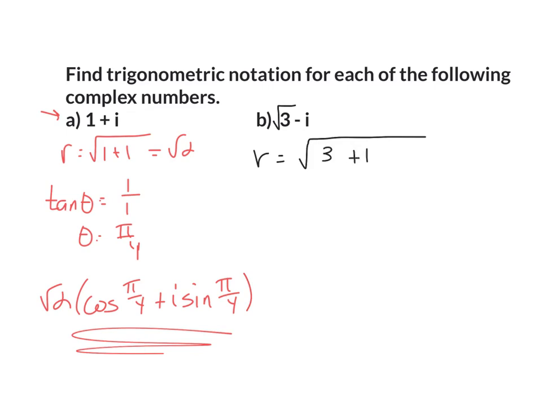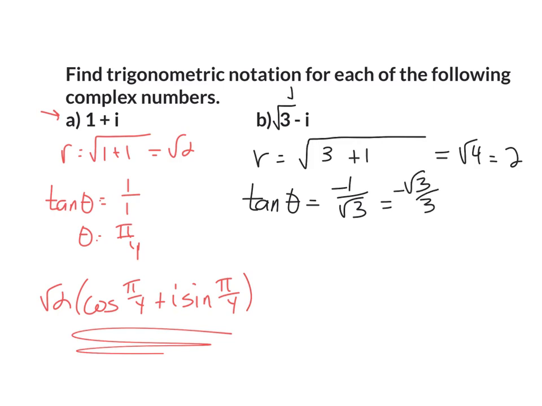Square root of negative 1 squared, which is 1. So that's square root of 4, which is 2. Now we've got to find theta. I'm going to do tangent theta again. Tangent theta is b over a, which is negative 1 over square root of 3. If you rationalize that, you get negative square root of 3 over 3.